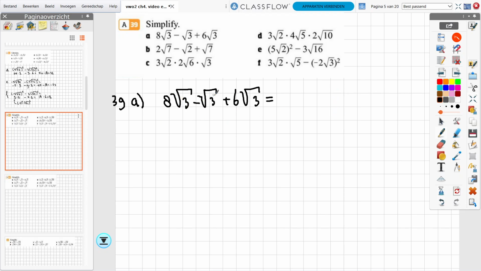8 root 3 minus root 3. Those are like roots. And here we have 6 root 3. Hey, those are also like roots. So if I want to, I can do this subtraction and this addition in one go. If I have 8 root 3 and I subtract 1, remember you could say there's a 1 here. It's a terrible 1, but it's there. You have 7 root 3's, and then I add 6 root 3's, so then I find 13 root 3's. The number inside the root stays the same.